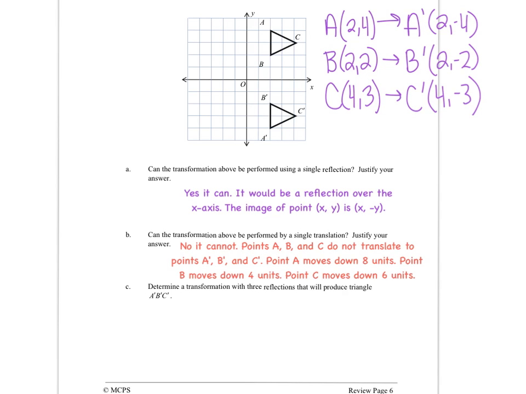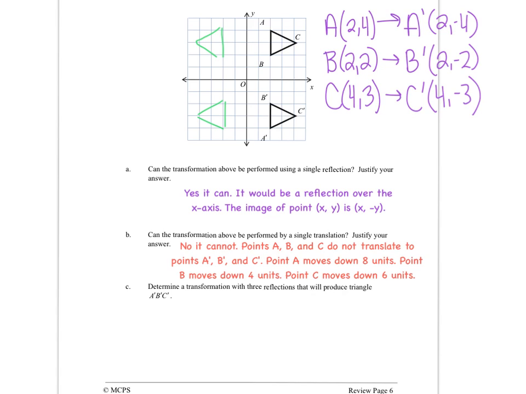Part C says, determine a transformation with 3 reflections that will produce triangle A prime, B prime, C prime. Well, one of the ones we could do is we could reflect it across the y-axis so that we have a triangle like this, and then reflect it across the x-axis so we have a triangle like that, and then reflect it across the y-axis again. We could also reflect it across the x-axis 1 time, and then back up here to 2 times, and then back down here for 3 times, so 3 consecutive times.